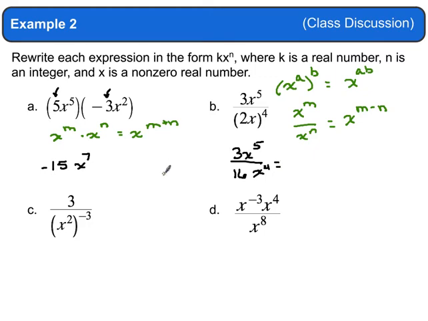Now again, for coefficients, they're just coefficients, so I can simplify if possible 3 over 16, but 3 doesn't go into 16, so it's going to remain as 3 over 16. But what I can do is I can do 5 minus 4. That's this division exponent rule, and so we end up with 3x over 16 as the final answer, right?